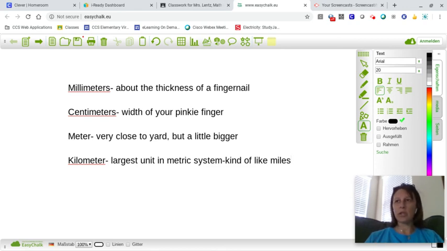Okay, you wouldn't want to measure the width of our classroom in kilometers because our classroom's too small for that large unit. Okay, so just wanted to go over a few of those things with you today. All right.